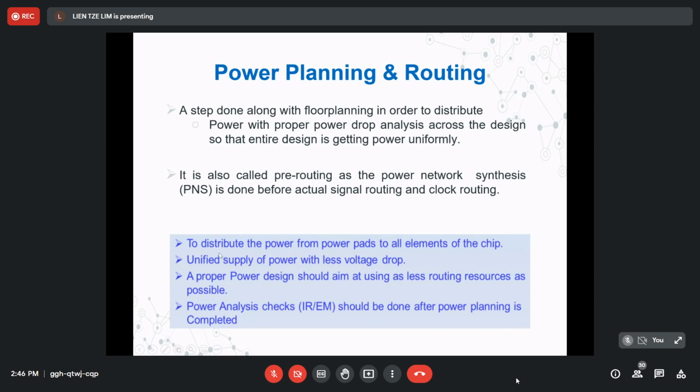Okay, power planning and routing is to distribute the power from power pads to all elements of the chip. Okay, and then unified supplies of power with less voltage drop and a proper voltage. A proper power design should aim at using as few routing resources as possible. Power analysis check should be done after power planning is completed.